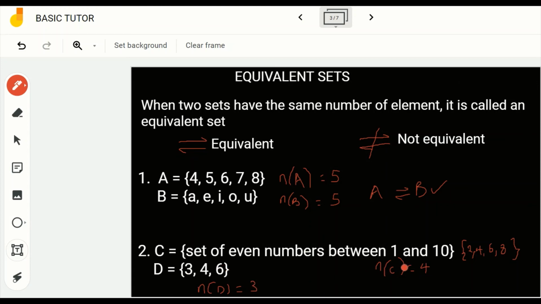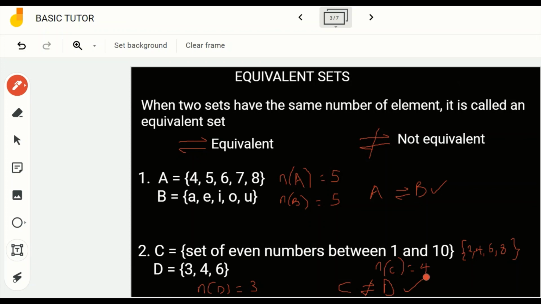In set C, we have 4 elements. So the numbers of elements in set C and D are not the same. So they are not equivalent. So I can say that set C is not equivalent to set D. That is it. So this is our final answer.